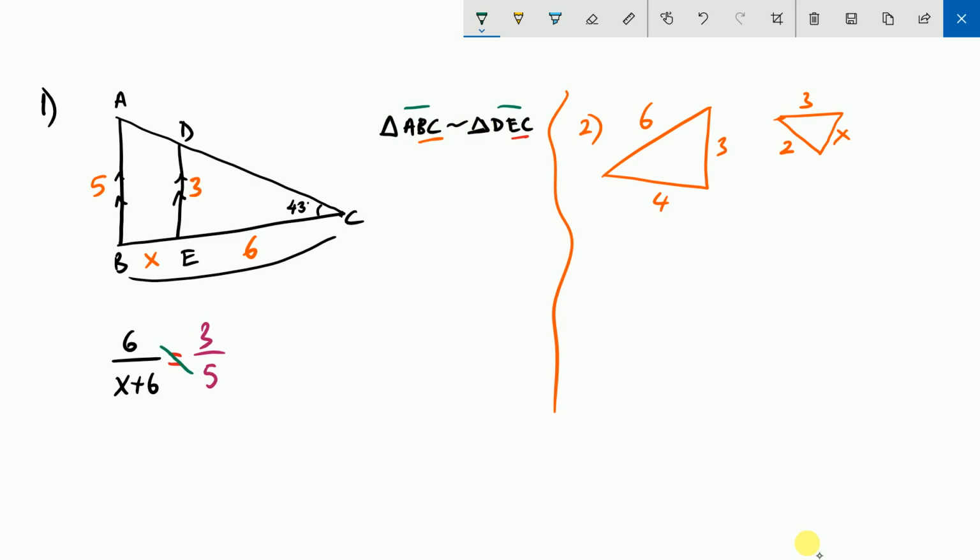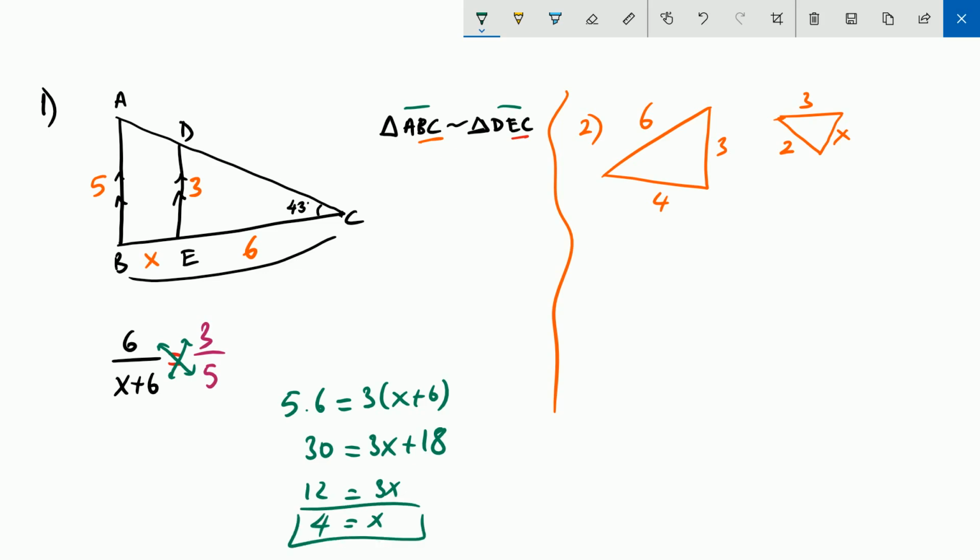Let's use cross multiplication. Then, let's put our two arrows. 5 times 6 equals 3 times x plus 6. Let's continue doing math. 30 equals 3x plus 18. So 3x equals 12, x equals 4. It's very easy. Question 2.